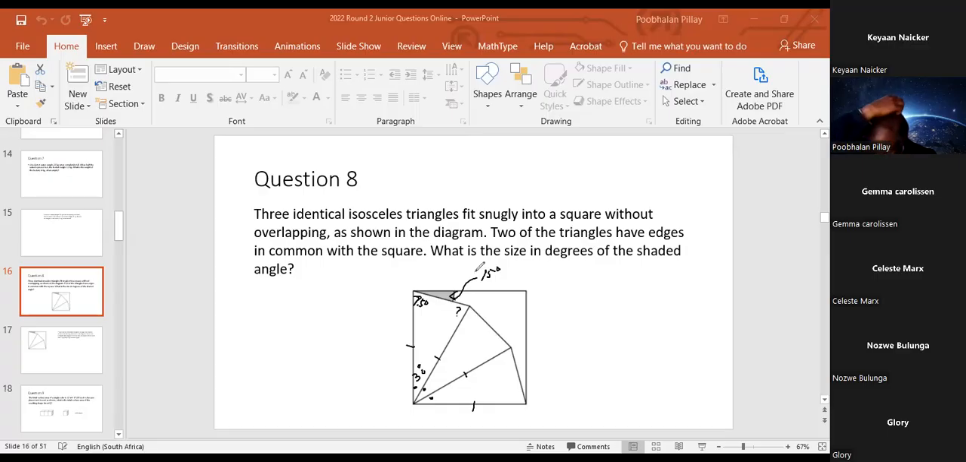Okay. So what's important is that you have to explain why these two angles are equal here. See, because these triangles are identical. All right, so let's just get on.